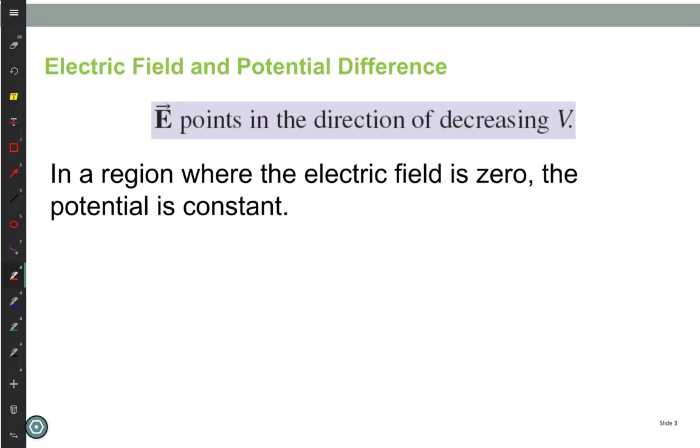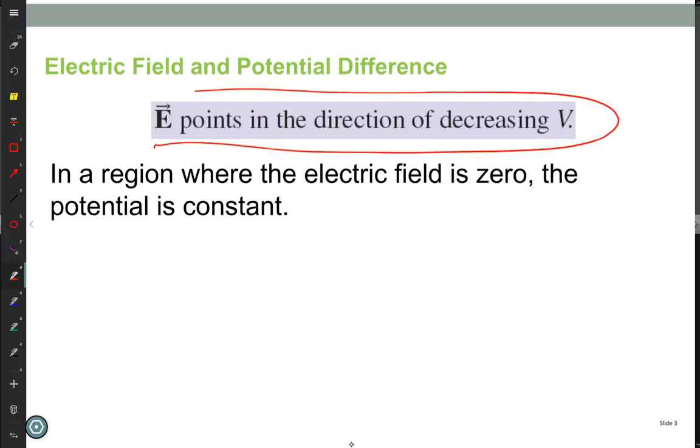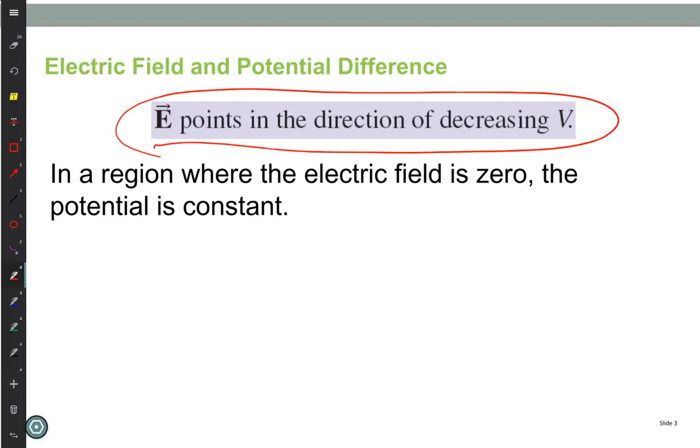This here is a statement that just goes with what I started with. The electric field points in the direction of decreasing voltage.